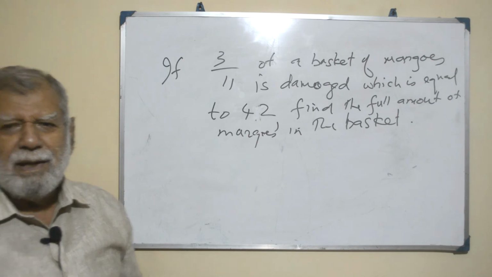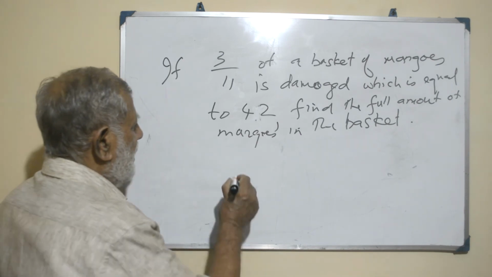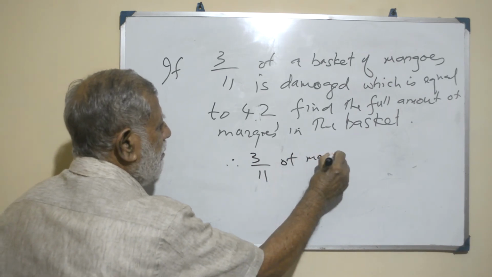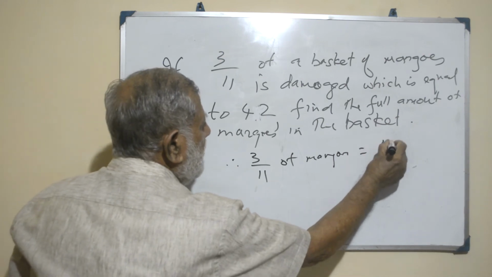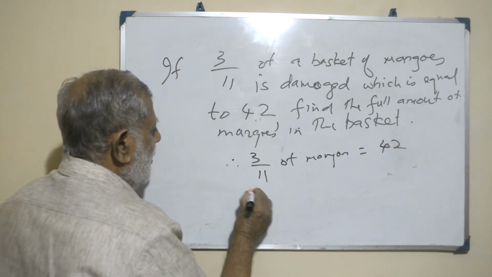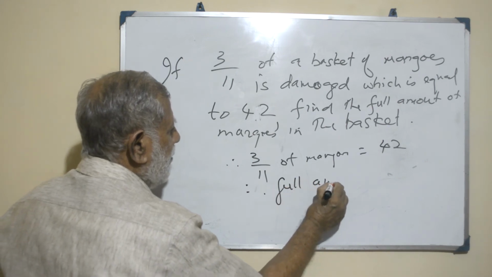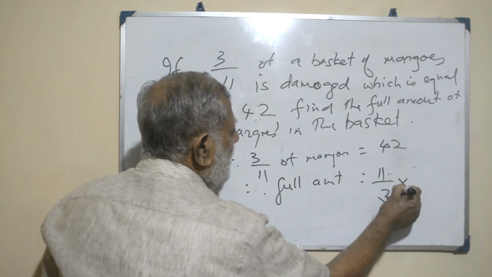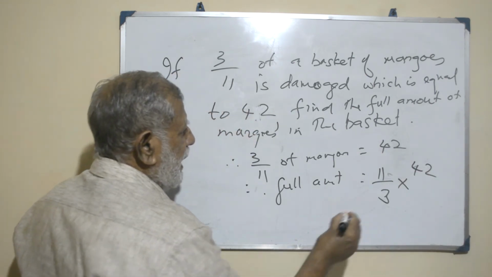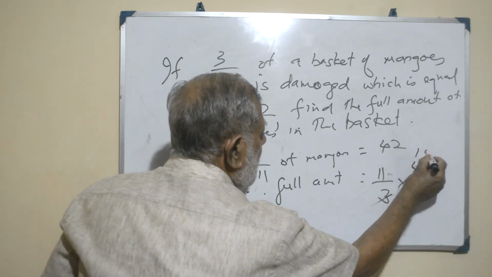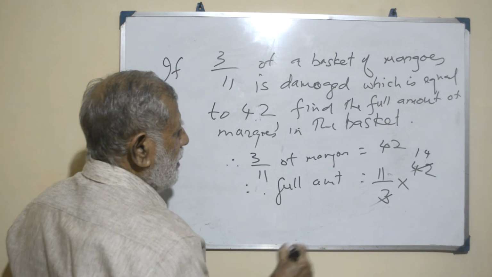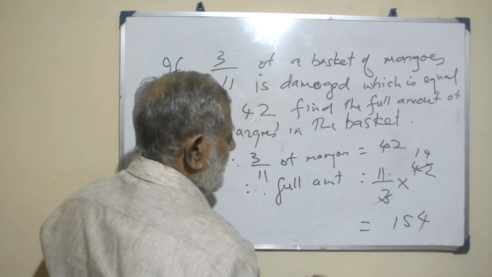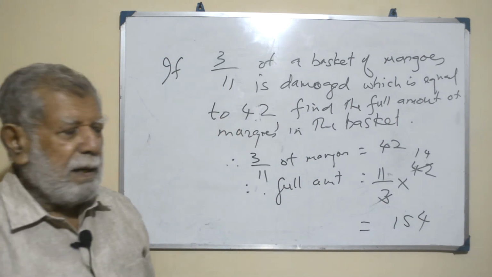So here also we write the same statement. The first statement will be, therefore, 3 upon 11 of mangoes is equal to 42. Therefore full amount equals 11 upon 3 into 42. So we can cancel 42 and 3, that is 14. 11 into 14 is 154. So the amount of mangoes in the basket is 154 mangoes.